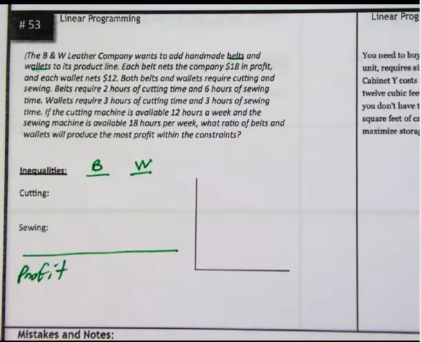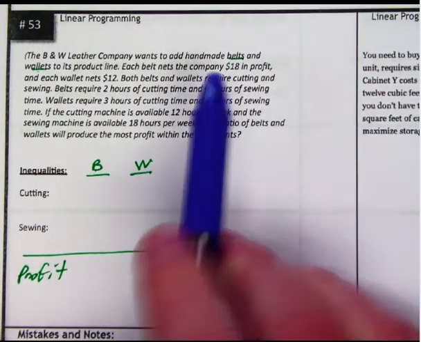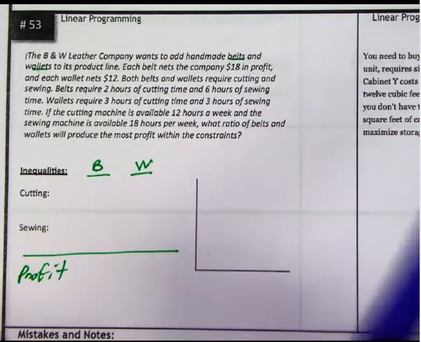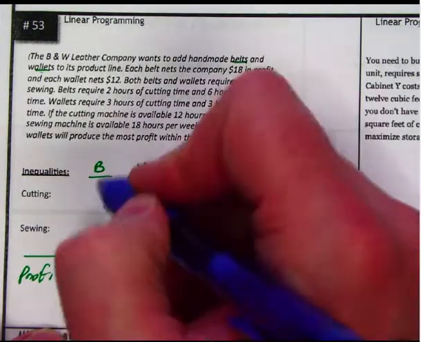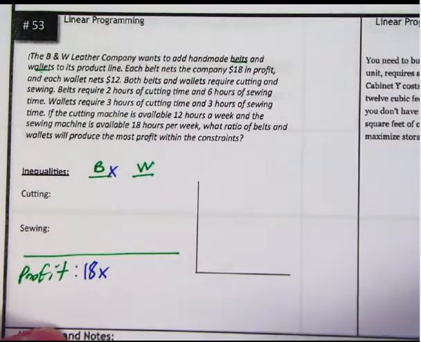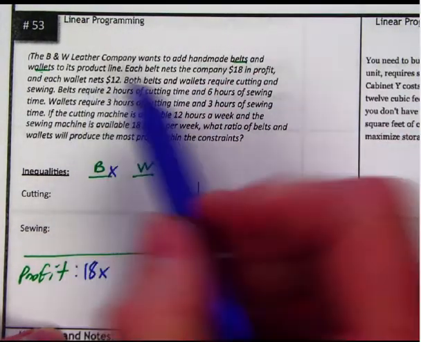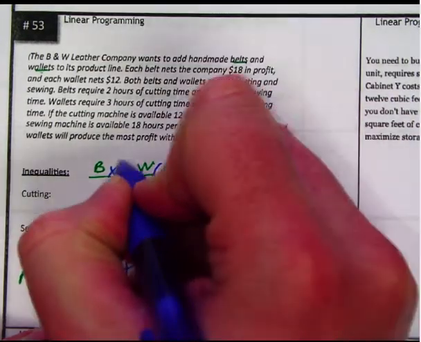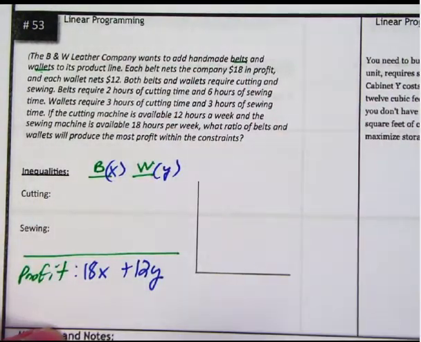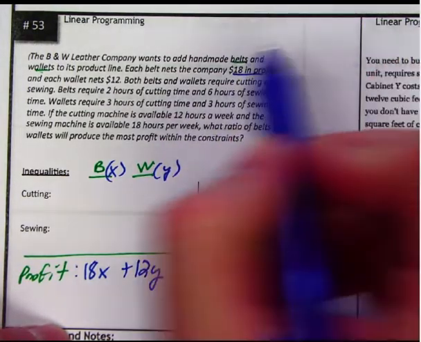So if you were to look at this question, what you'll notice is it says a belt nets $18 profit. So that means each time I'm going to make $18 per belt. We might as well call the belts the X variable. And then the wallets net 12, so plus 12, and we'll call that Y. That'll represent the Y variable as we're building our equations. Okay, so those two facts, I've used those.